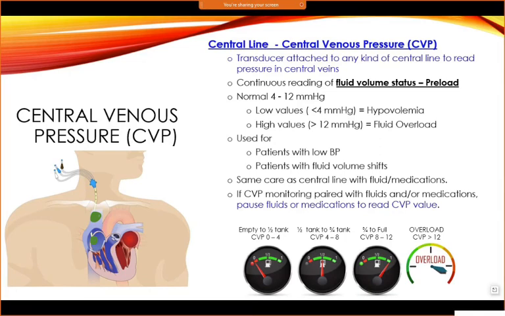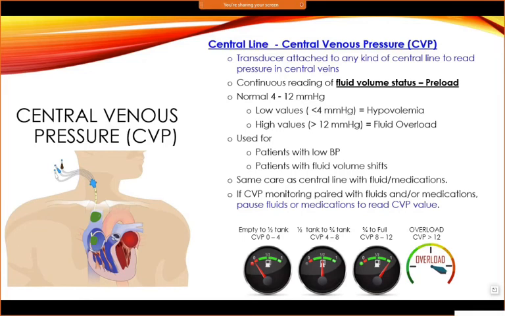Would there ever be a time to have both a CVP and arterial reading? Very often, yes, because the arterial reading is going to tell us about our afterload. The central venous pressure is going to tell us about our preload. So many heart patients have both, or even patients who are trying to balance out both.